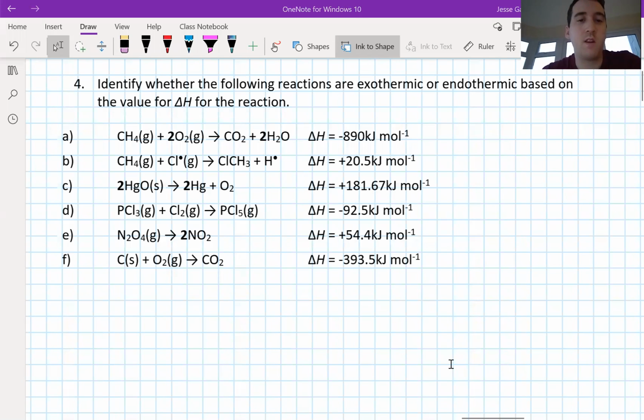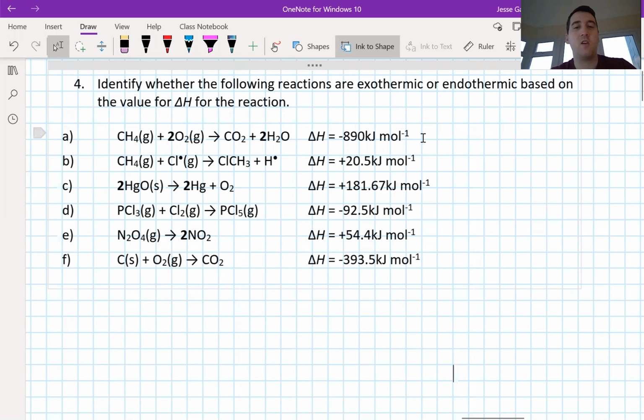So it says identify whether the following reactions are exothermic or endothermic based on the value for delta H for the reaction. So the key thing here is you've got to look at delta H. And specifically, you really can ignore the numbers for now. We're going to look at what the numbers mean later on in future videos. But for now, you can ignore the numbers and identify if it's positive or negative. Okay, so without looking back, I don't want you to go back and find out which one is positive and which one is negative. I want you to actually try and do it from memory, figure out which one is positive and which one is negative, and really think it through.